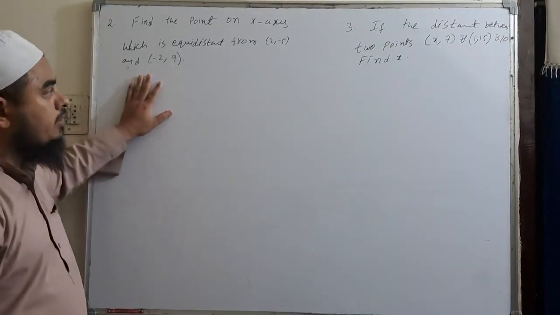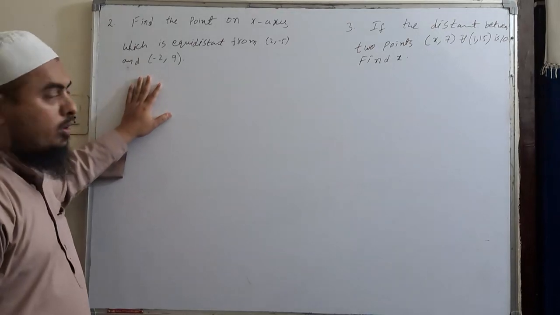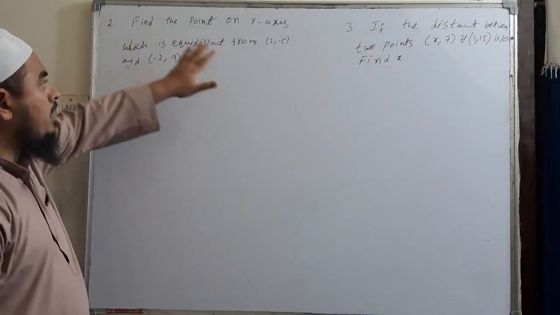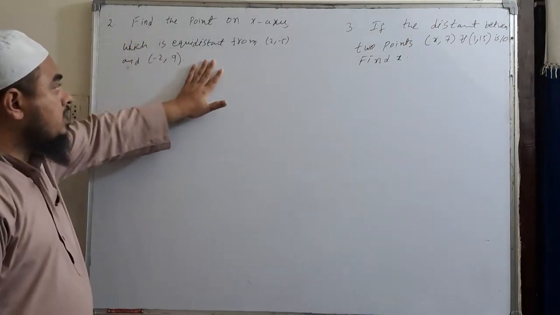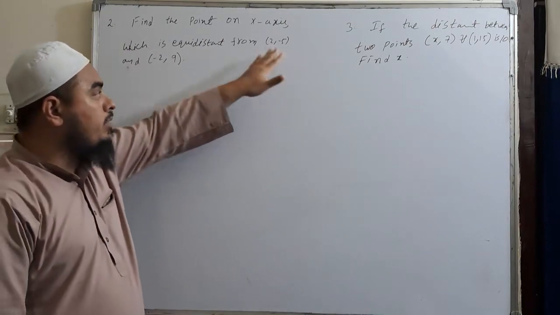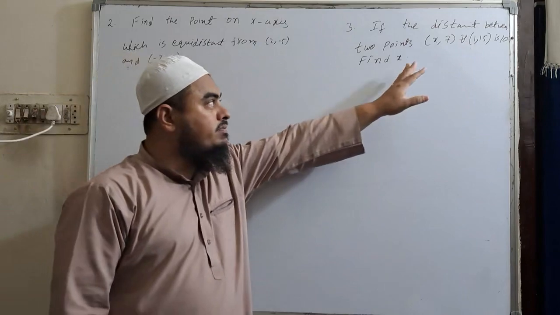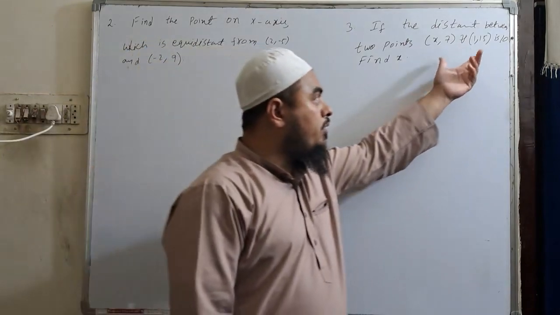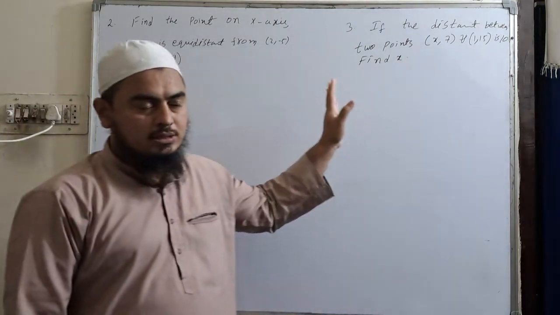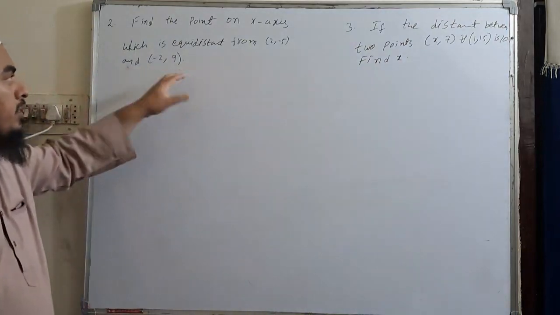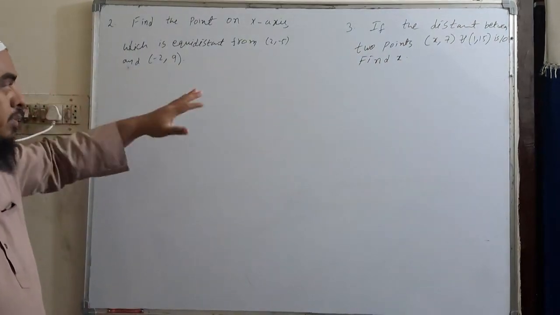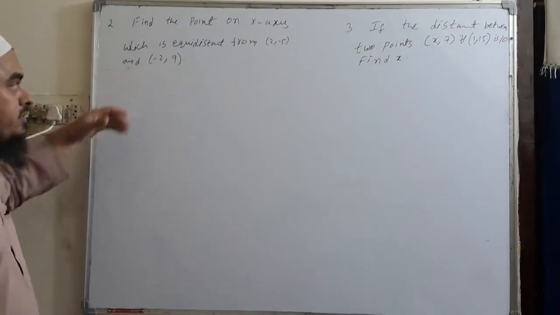So here we have another two problems. That is, find the point on x-axis which is equidistant from 2 comma minus 5 and minus 2 comma 9. Another problem is, if the distance between 2 points is 10, find x. Okay, first we will solve this problem which is similar to the earlier problem which we have solved.